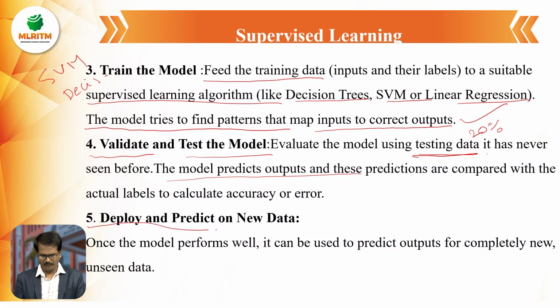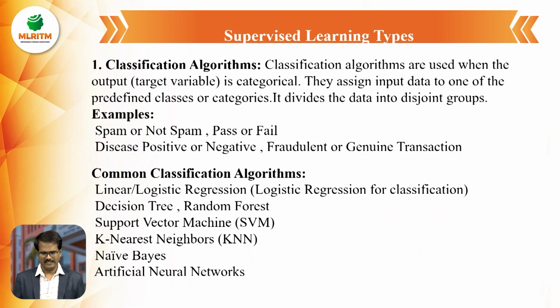Next, deploy and prediction on new data. Once the model performs well, if suppose there are no errors, the model is working properly, then it can be used to predict outputs of completely new and unseen data. So we can deploy the model. So these are the 5 steps involved in the working process of the supervised learning algorithm. Collecting the data, next split the data, train the model, validate and test the model, and deploy and prediction on new data. This is the working process of supervised learning algorithm.